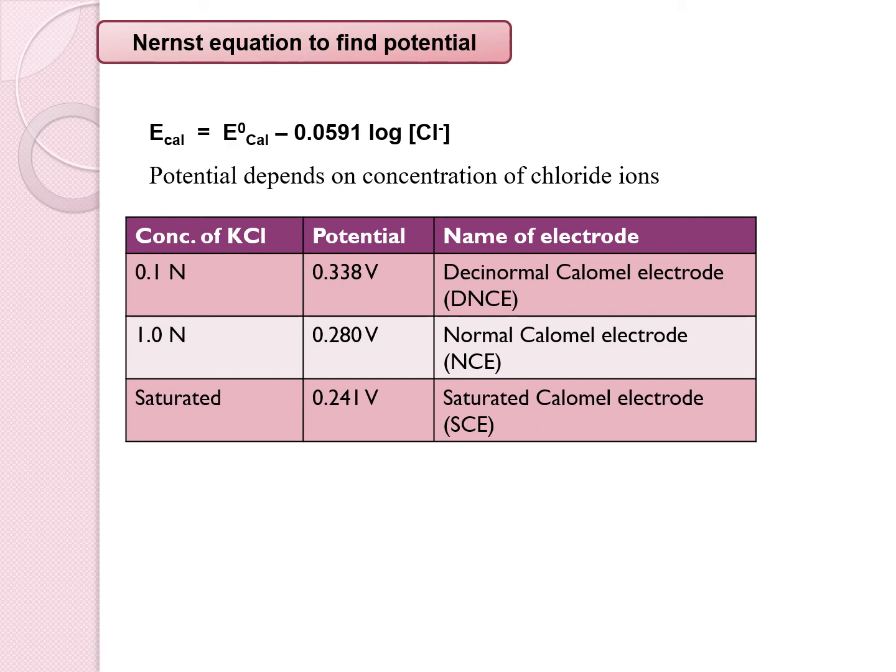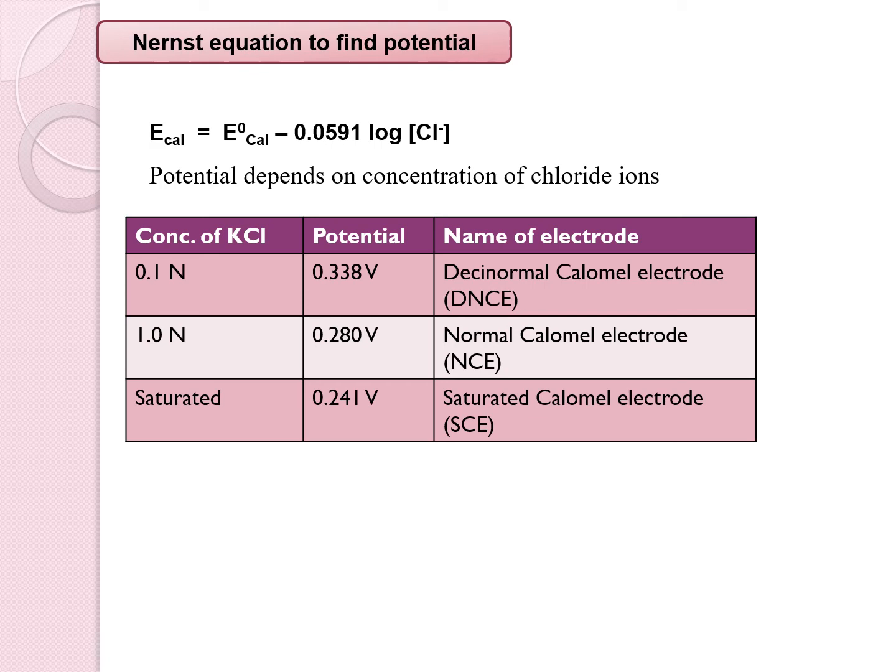As I said earlier, we can take three different concentrations: 0.1 normal, 1 normal, or saturated. When we take 0.1 normal KCl solution in the calomel electrode, it is known as a decinormal calomel electrode. If we take 1 normal KCl, it is known as a normal calomel electrode. If we take saturated KCl solution, it is known as a saturated calomel electrode, that is SCE.